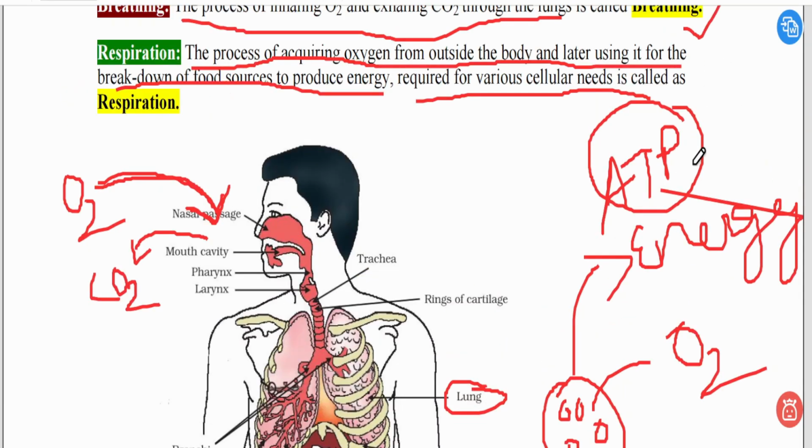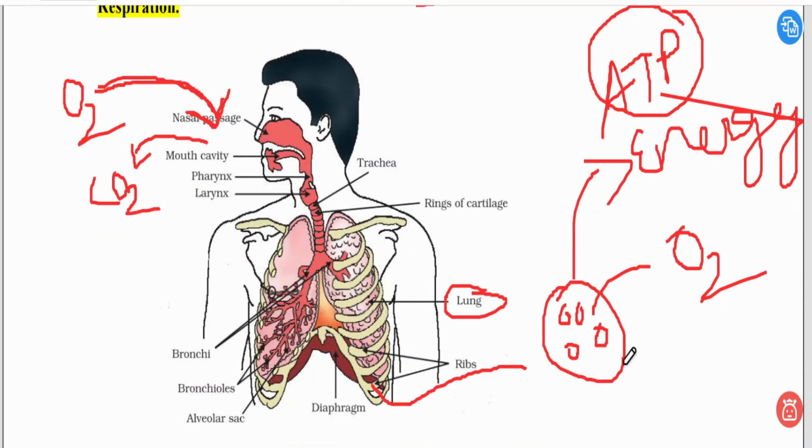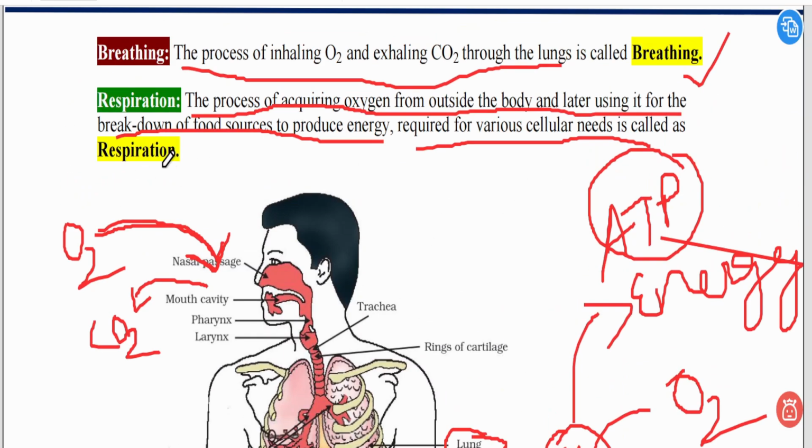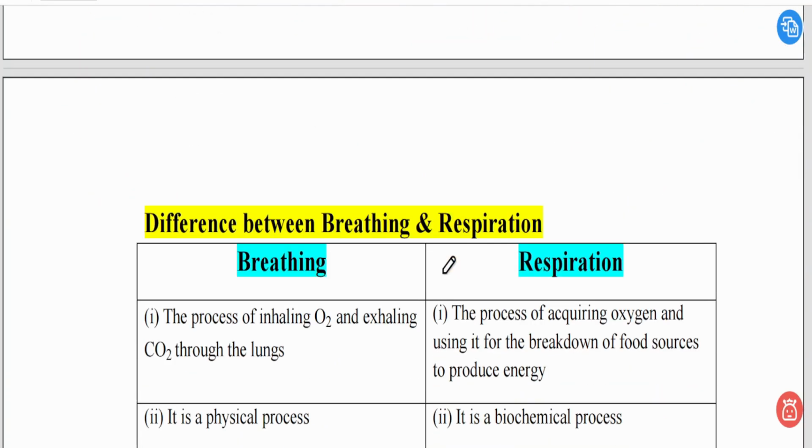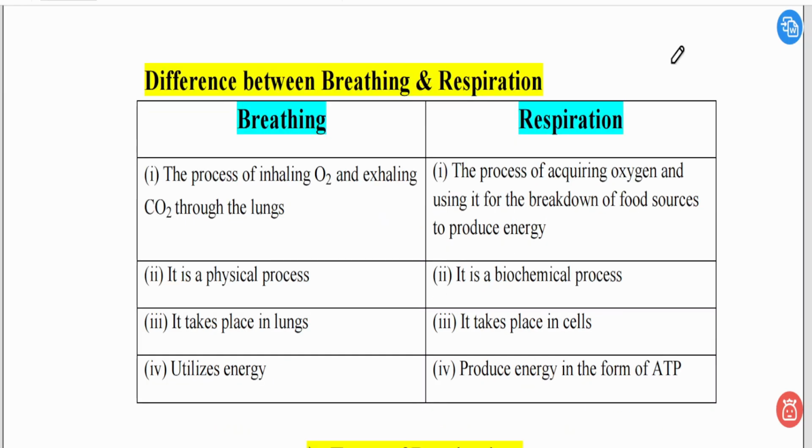So, this complete process of the oxygen taken from the external environment and the oxygen being used by the cells of the body in order to break down the food sources to produce energy in the form of ATP is called respiration. Now, let's move to the next topic: difference between breathing and respiration.